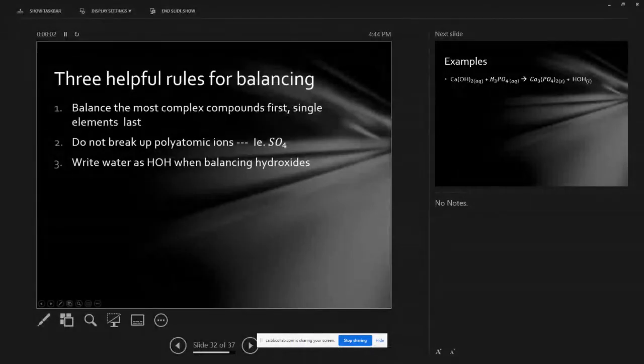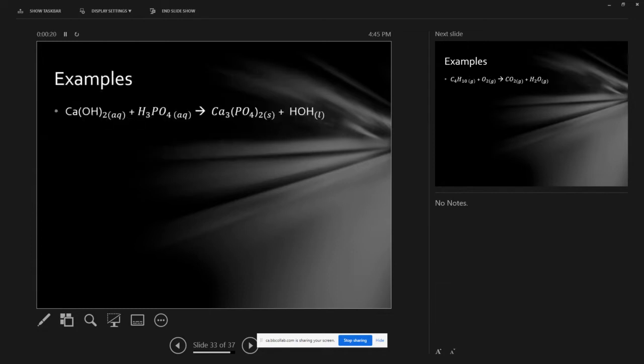All right, don't forget the three helpful rules for balancing. Balance the most complex compounds first, single elements last. Don't break up polyatomic ions like sulfates and phosphates. And sometimes you might want to write water as HOH rather than H2O, especially if there are hydroxides in the equation. Let's start out with the first example here.